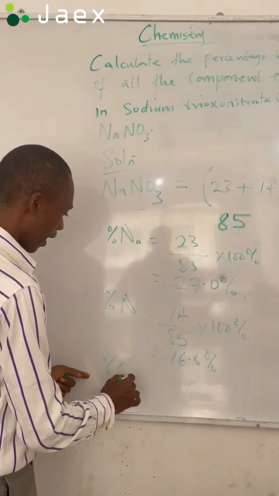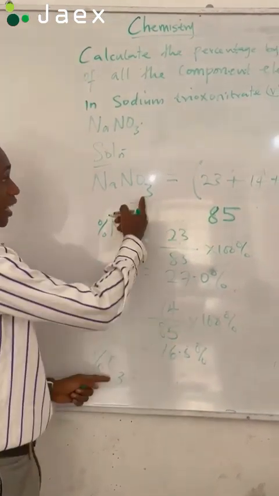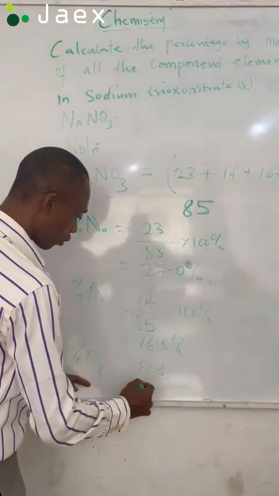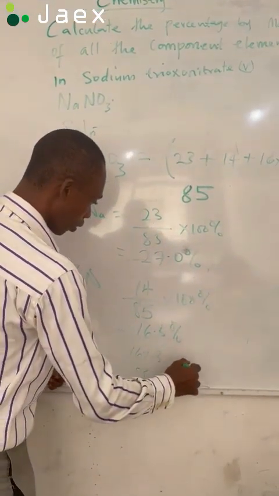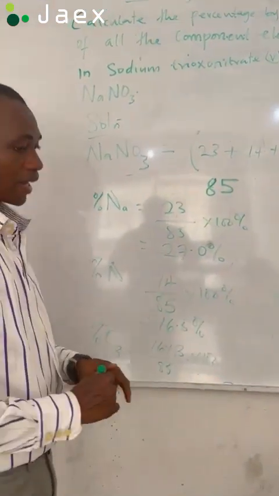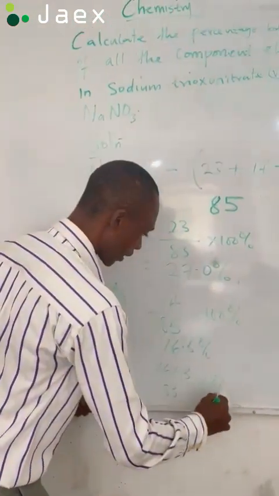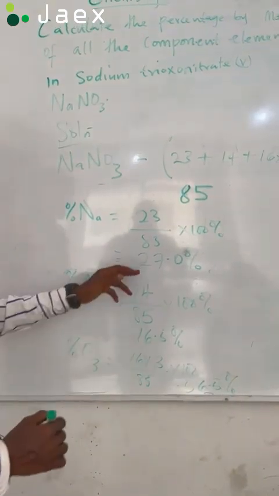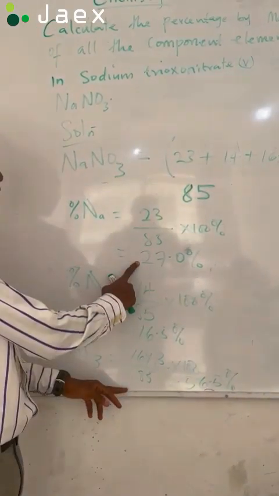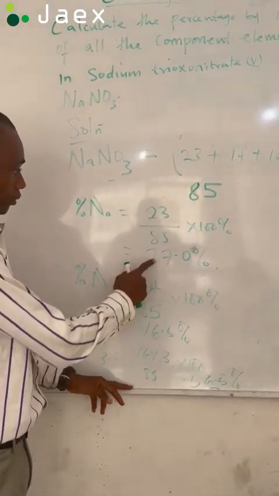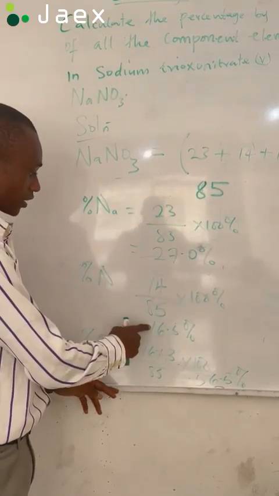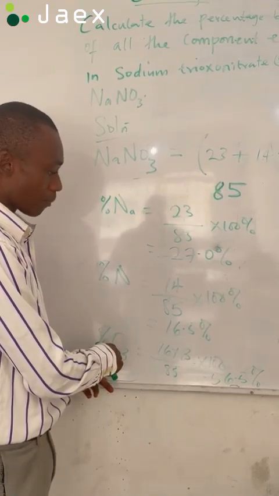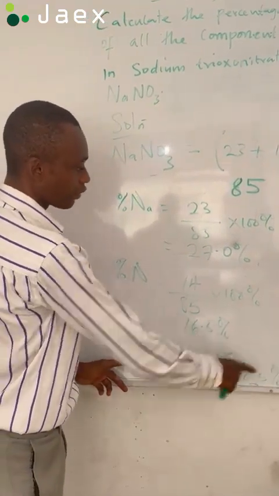So the percentage by mass of oxygen, remember oxygen has 3 atoms, will be equal to 16 times 3 all over 85 times 100. 16 times 3 divided by 85 times 100 will automatically give us 56.5%. So these are the percentage by mass of the various elements. This is the percentage by mass of sodium, which is 27.0%. This is the percentage by mass of nitrogen, which is 16.5%. And this is the percentage by mass of oxygen, which is 56.5%.